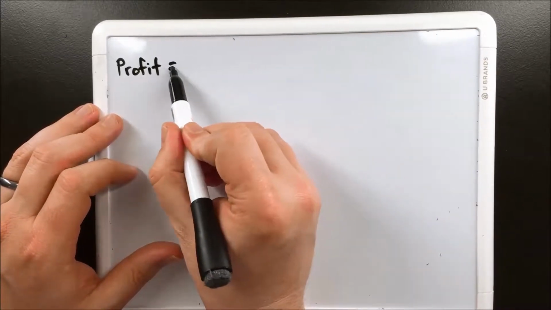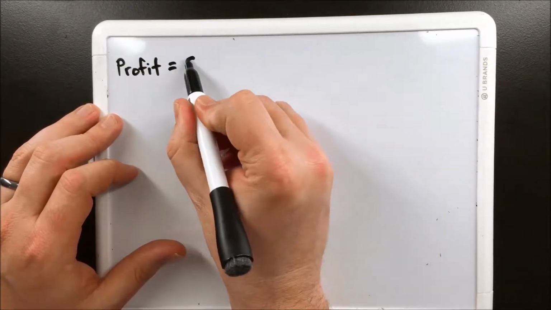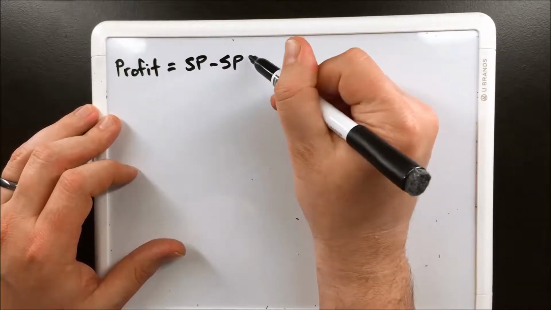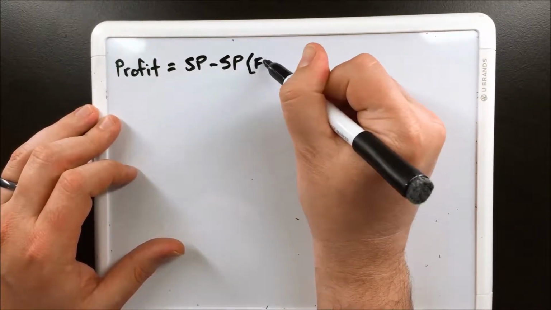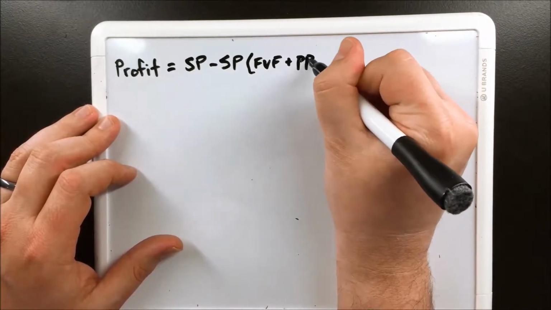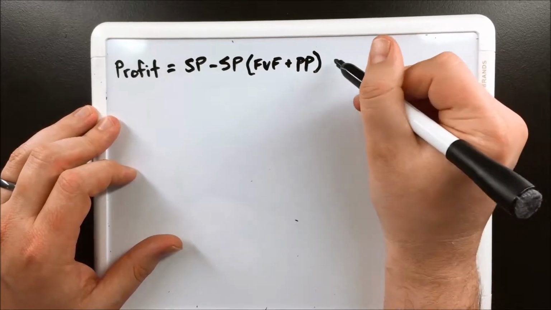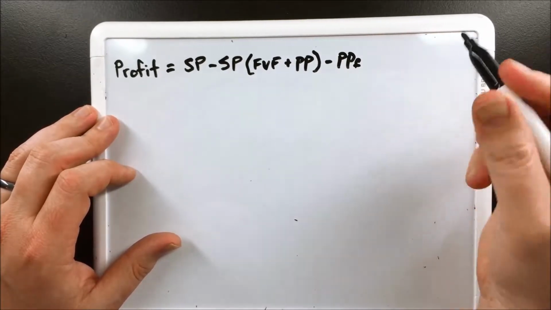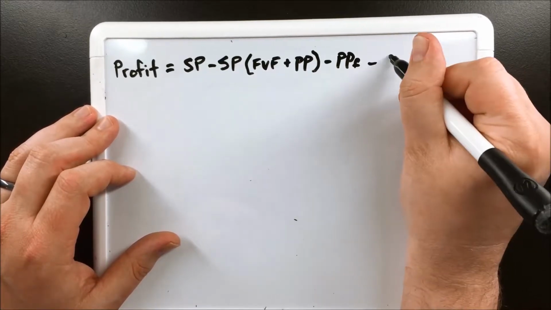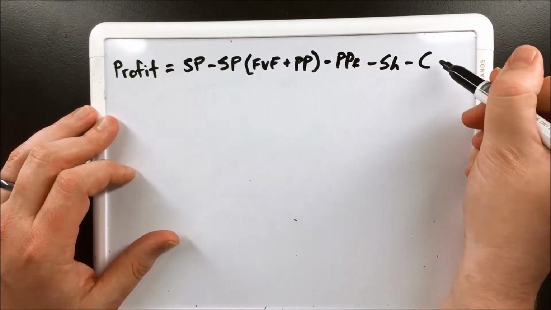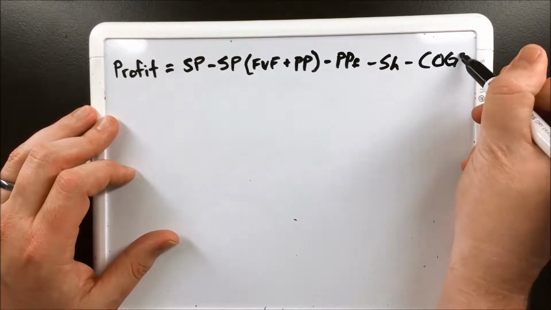All right, the first figure we're going to look at is profit. We're going to start off easy here. Profit equals the selling price minus the selling price times the final value fee percentage plus the PayPal fee percentage, minus the PayPal fee flat rate, minus shipping and handling and packaging, minus the cost of goods sold.